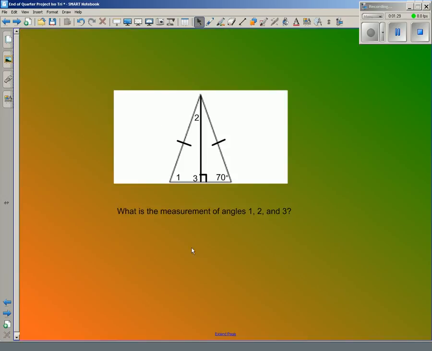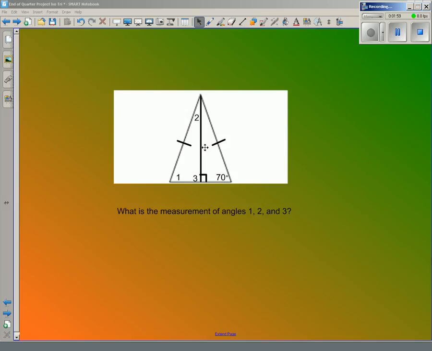What are the measurements of angles 1, 2, and 3? You can find angle 1 because it's 70 degrees, because the two legs are congruent, so the base angles are congruent as well. And angle 3 is 90 degrees because of the perpendicular bisector, so that's 90.